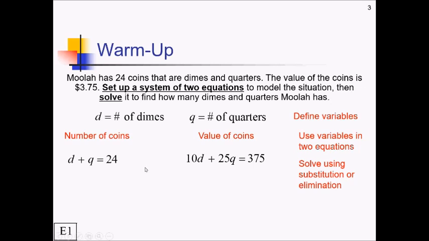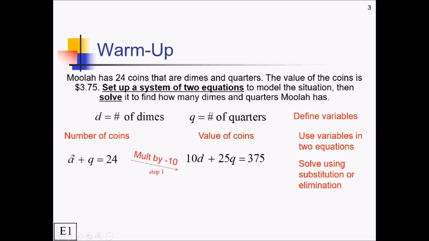So in order to do that, I needed to figure out whether I wanted to get rid of D or Q first. And if I just add the equations together the way they are, nothing's going to cancel out. So I wanted to get rid of D. So what I ended up doing then is I multiplied this first equation by negative 10.